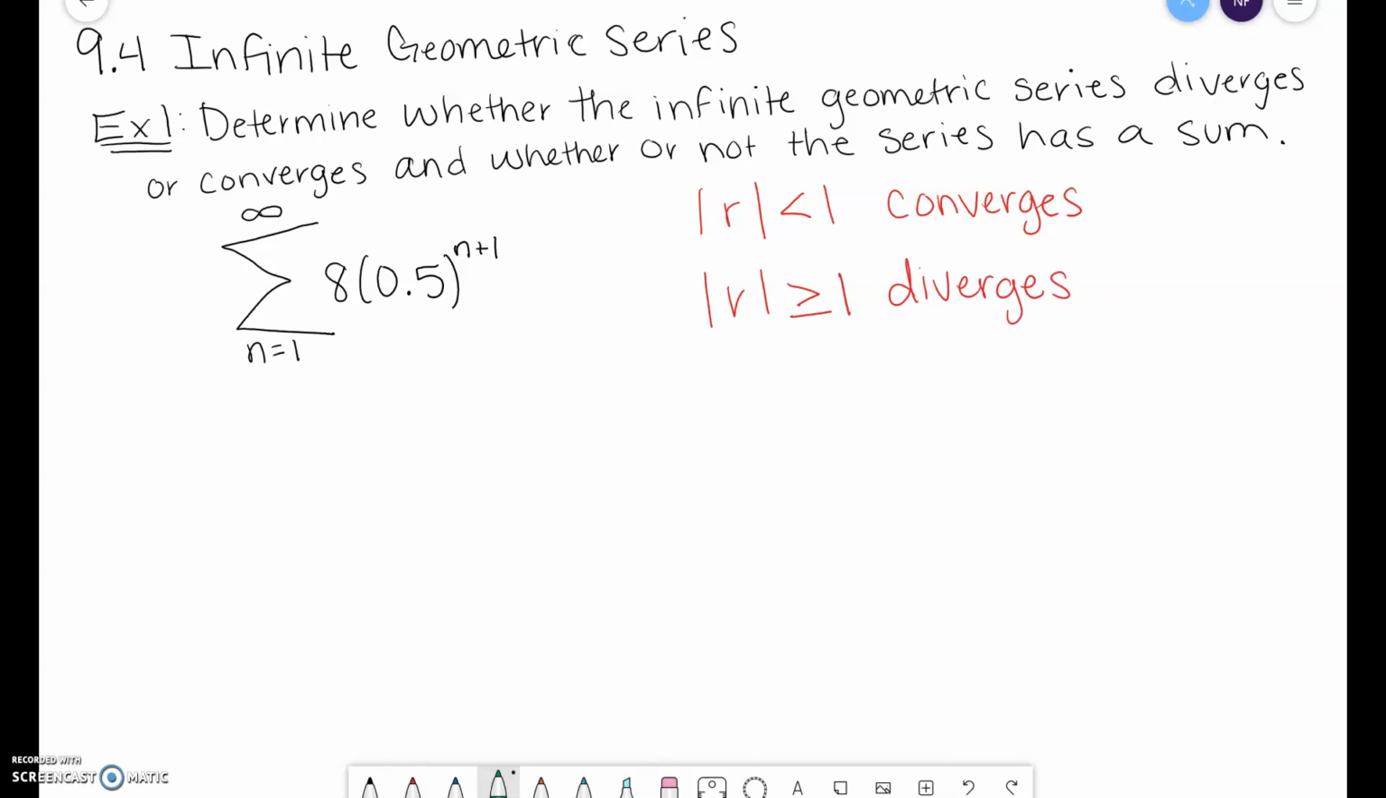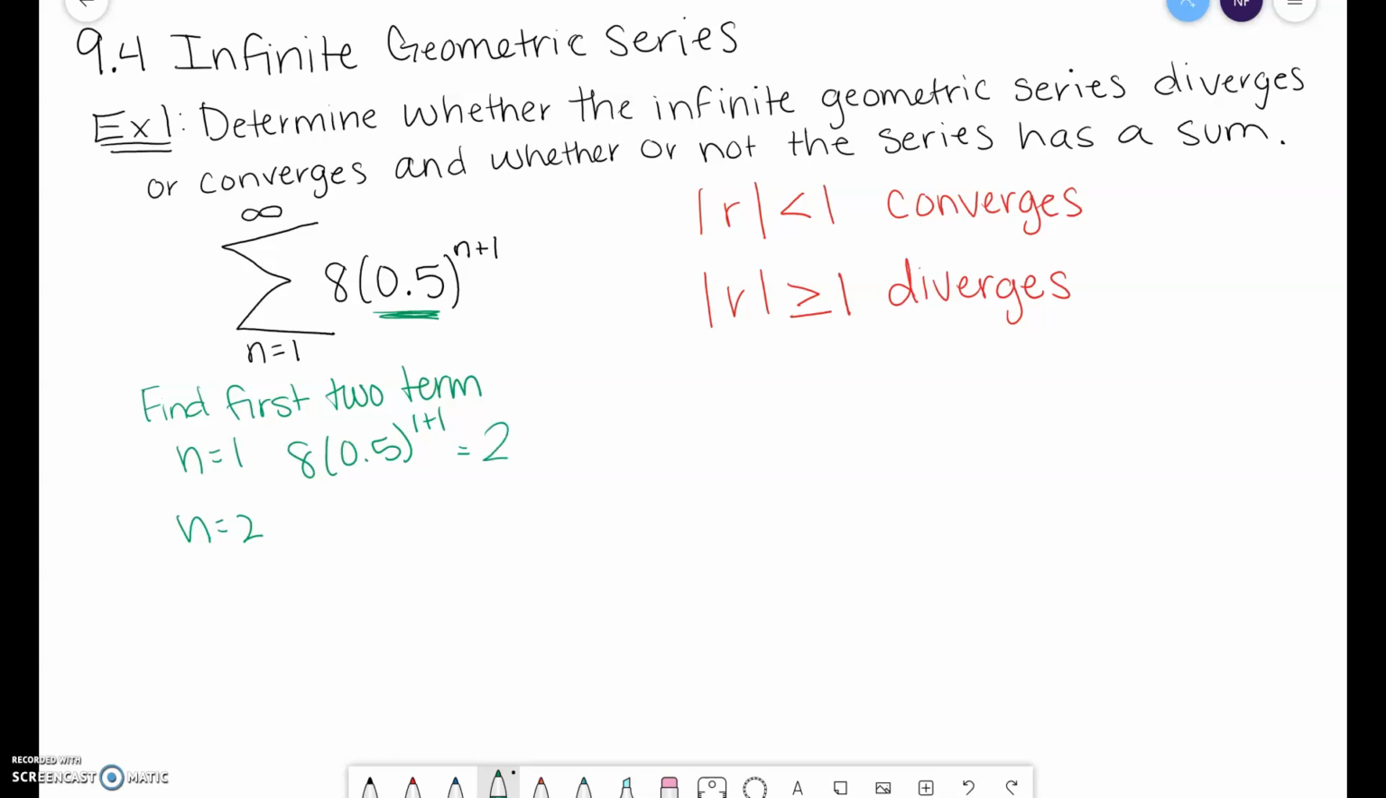Let's find the common ratio. You can find the common ratio two ways. So you could find the first two terms, where n equals 1, n equals 2, and then you would plug in 8 times 0.5 to the 1 plus 1 and get that term, and then do the same thing with that one. Or you can just look right here, and that is our ratio.